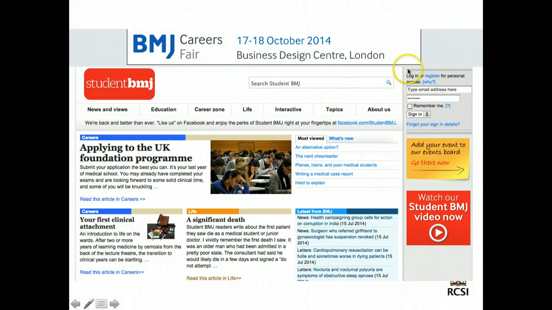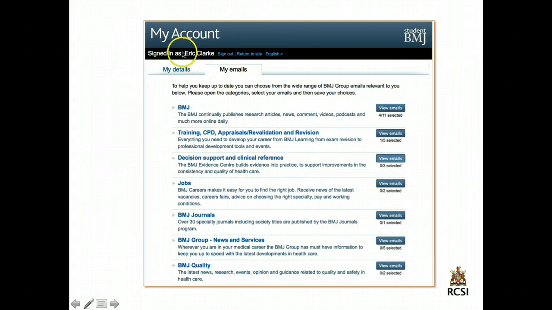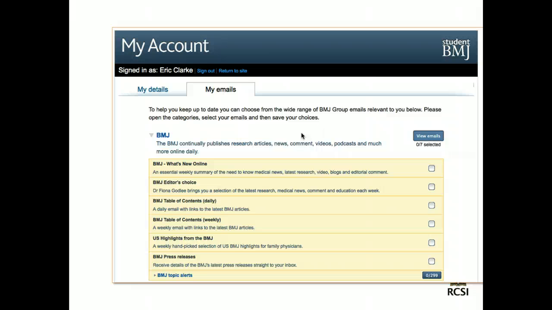As I said, you can register and log in. You can set alerts. What that means is you will get emails from this journal and the group of journals in the British Medical Journal family about things that you might be interested in. It's a really good way of staying up to date, or just to spend a bit of time reading medical news. And this is how you set it up: tick these boxes, you'll get those emails. I really would encourage you to do that.